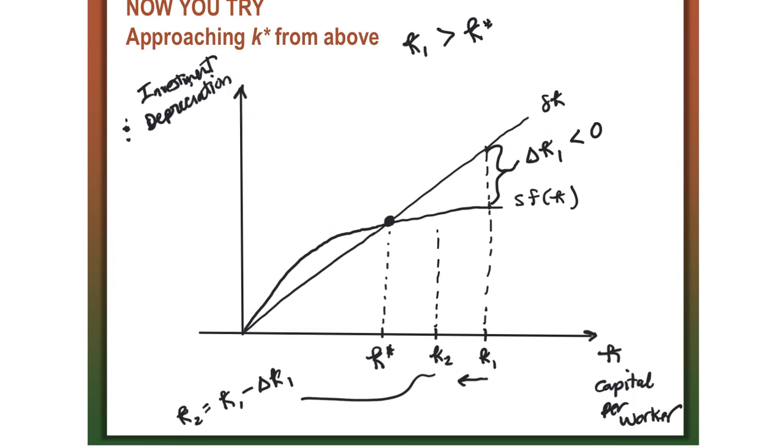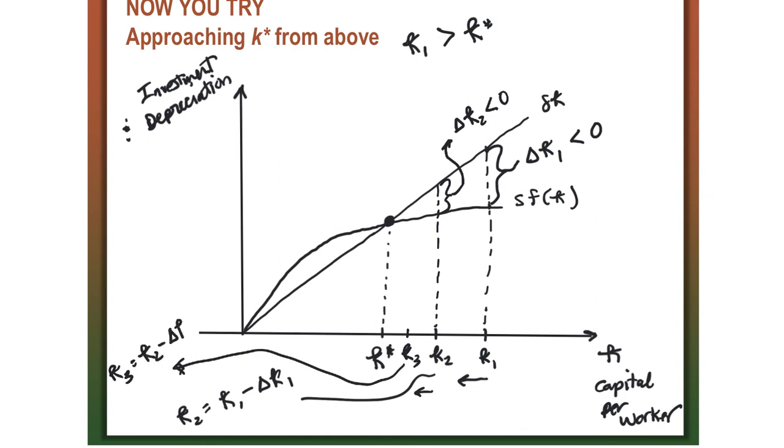So what's going to happen in the period following that? Well, we can see that investment still is less than depreciation. So the gap here is getting smaller, but let's call this delta K2. This is still less than zero, so capital stock is still going to be shrinking. So we are going to move further in this direction, and we'll end up at some place like here, K3. All right, so what is K3? So K3 is equal to little K2 minus delta K2, right? And that process is going to continue and continue on until we get to the steady state K star.